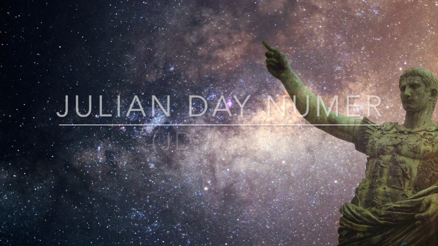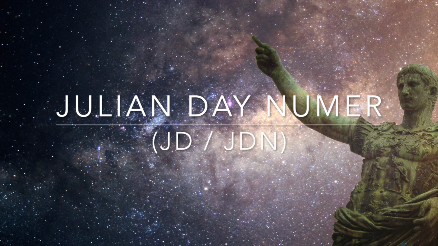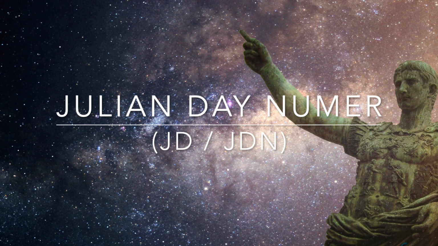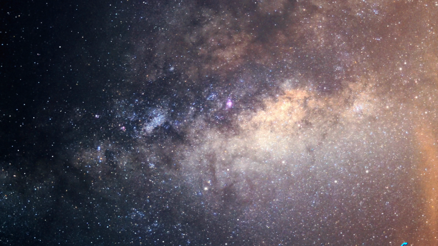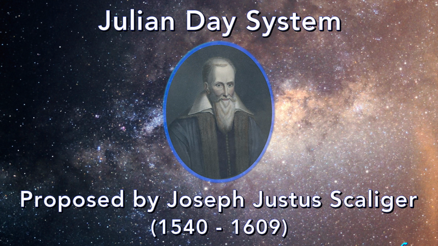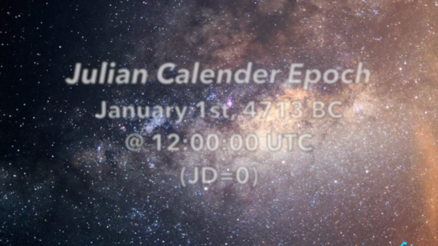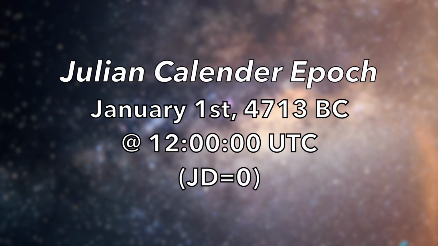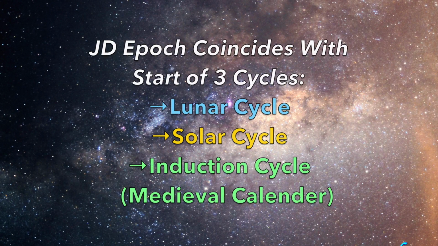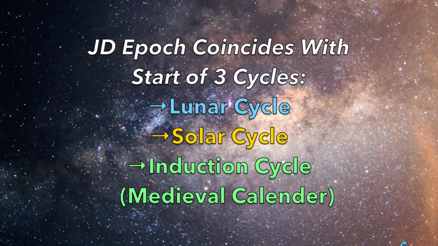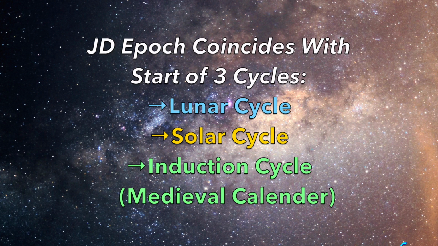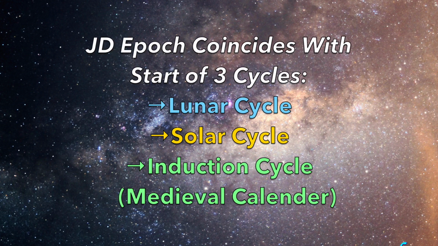There is another method of calculating the GMST which involves another commonly used temporal system in astronomical calculations, which is referred to as either the Julian Day Number or Julian Date, abbreviated JDN or JD, which has an epoch corresponding to the start of the Julian period on January 1st 4713 BC, at exactly noon UTC based on the Julian calendar. This date was chosen as it coincides with the start of 3 differing cycles: the lunar cycle, the solar cycle, and the induction cycle used in medieval time.